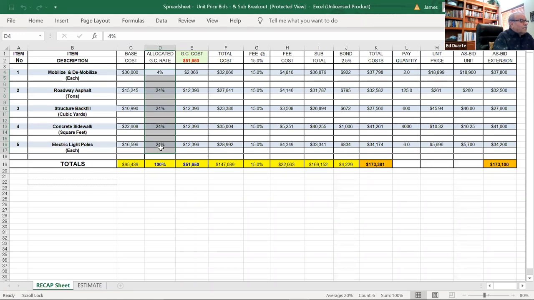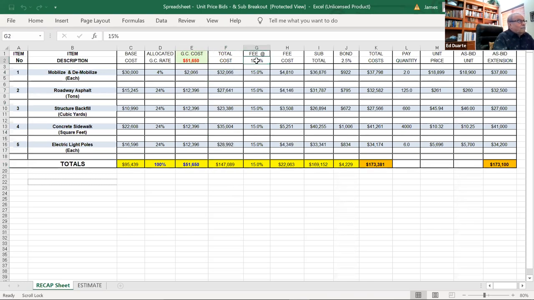You can distribute these any way you want, as long as you come up with 100% and you've picked up that $51,000, because it's a real cost, remember. It's not going to be in your markup. So now I have $2,000 of GC costs of my MOB and DMOB, and I have 12 grand in the other four each. So now my total costs are these numbers, or a subtotal of 147.